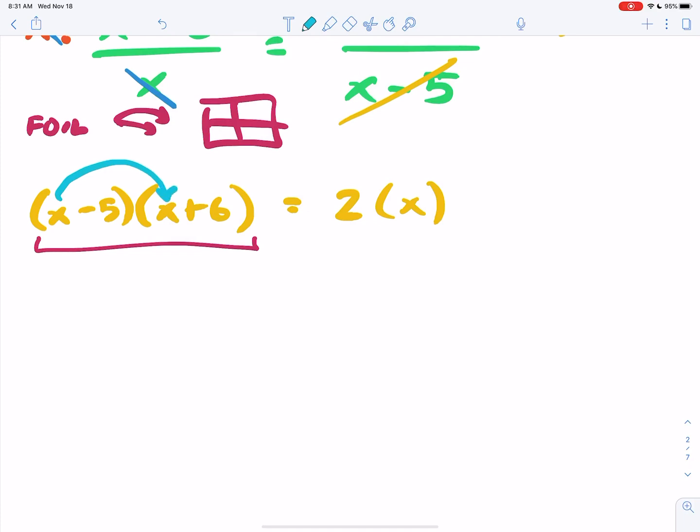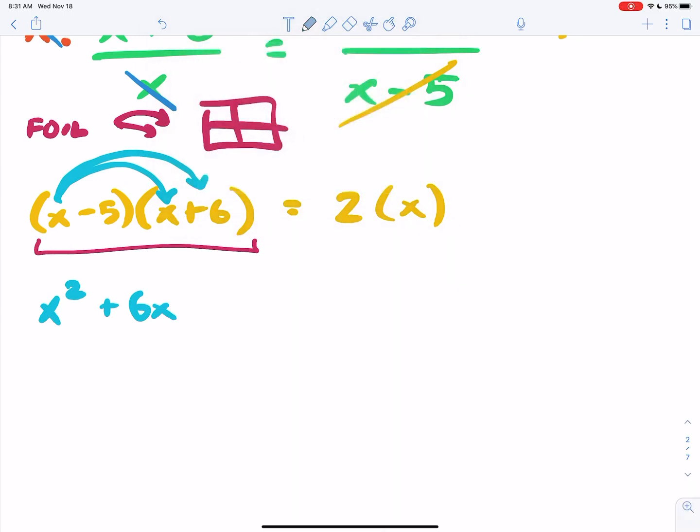So x times x is x squared. x times a positive 6 is a positive 6x. Negative 5 times x is a negative 5x, and a negative 5 times a positive 6 is a negative 30. And on the right side, 2 times x is just 2x. Okay? So again, we're going back to quadratics, so you want to make sure that you guys are really comfortable with that, okay?